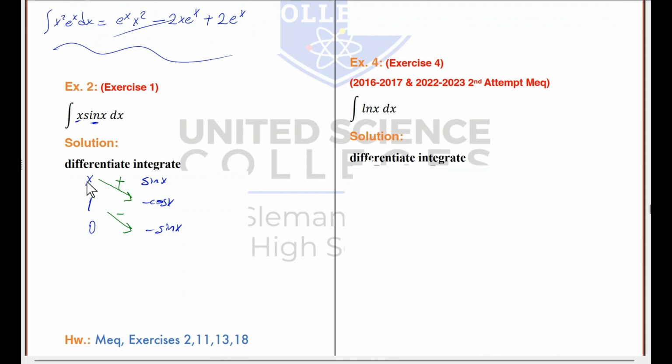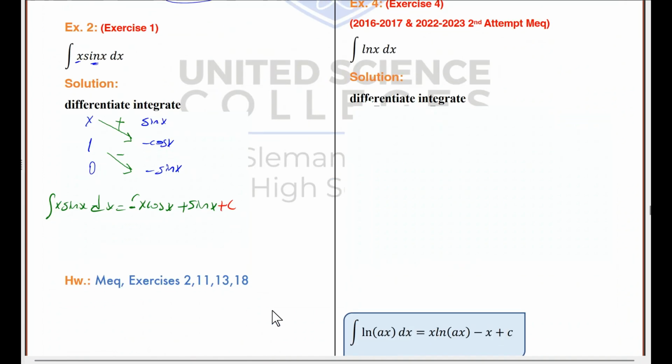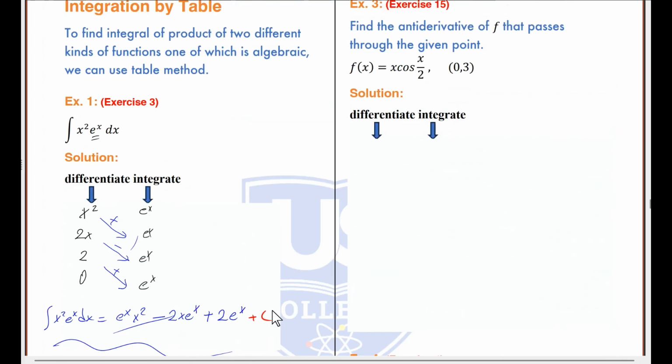Now, the result will be written as x times negative cosine x, so negative x cosine x, negative negative makes positive, 1 times sine x. So this is my answer. Oh, I forgot adding c. Previous question also I had c. Okay, that's it. So here are similar exercise questions that you can find in the book.